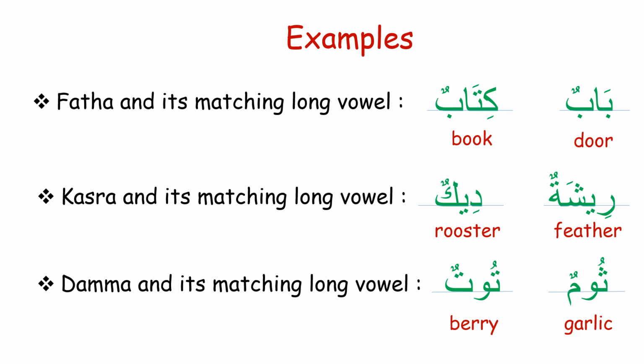Let's now read the words. For fatha and its matching long vowels, we have Babun, Kitabun. For kasra and its matching long vowel, we have Rishatun, Dikun. And for dhamma and its matching long vowel, the words are Thumun, Tutun.